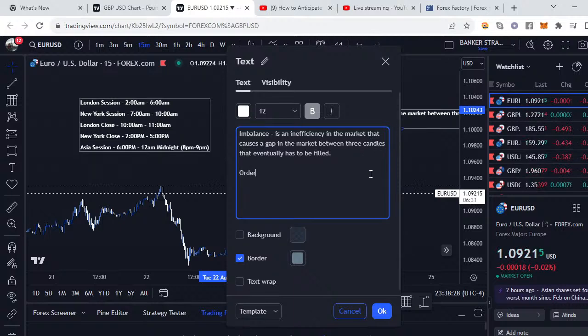Order blocks. Order blocks are levels in which price runs away from, leaving a footprint where the banks have entered a buy or sell position that eventually will be mitigated.